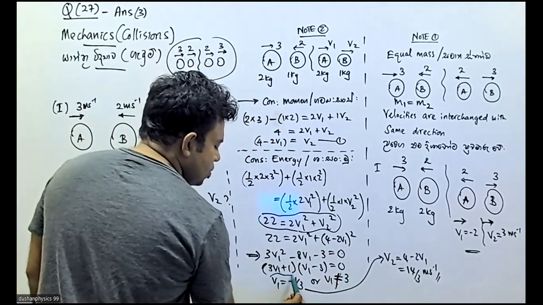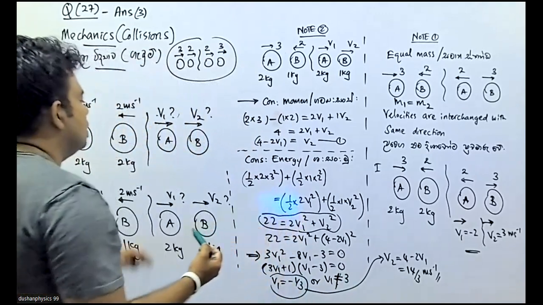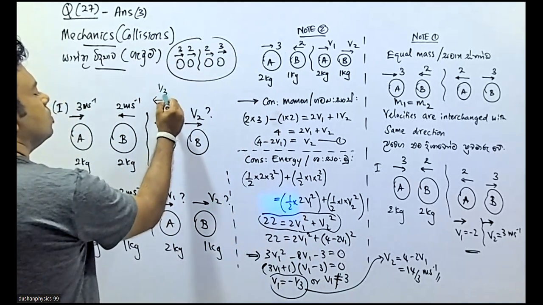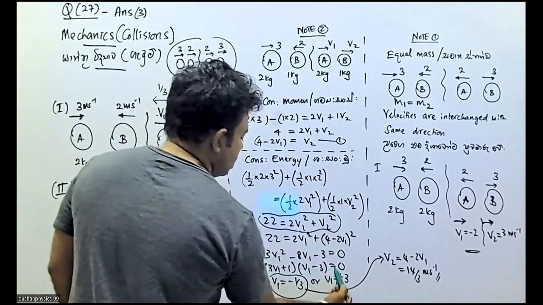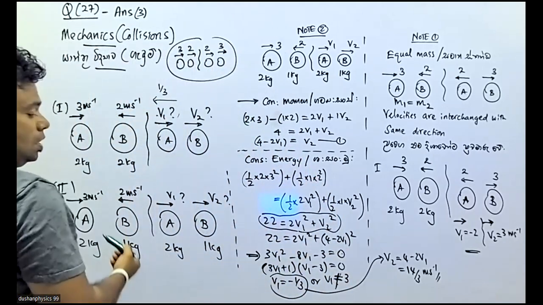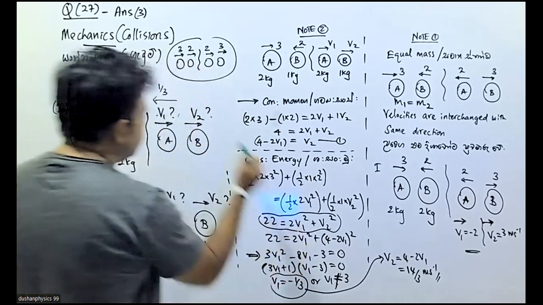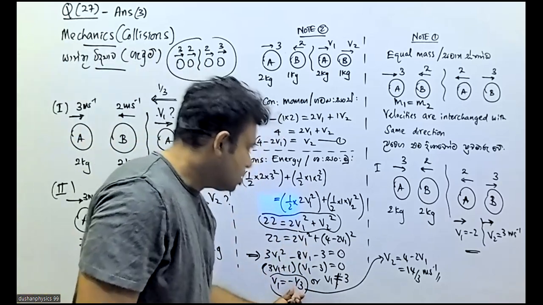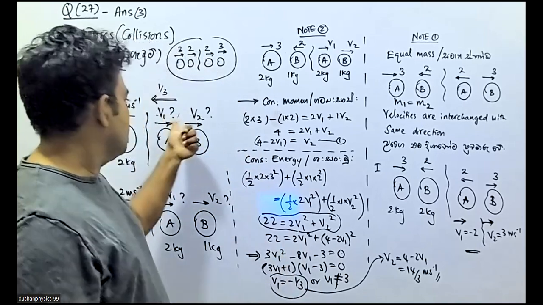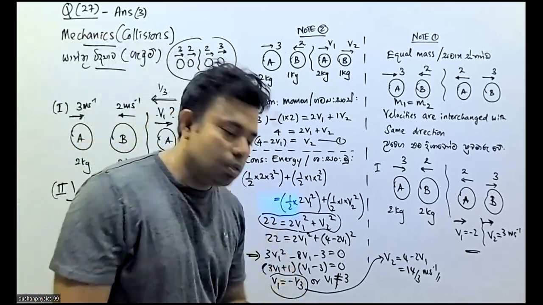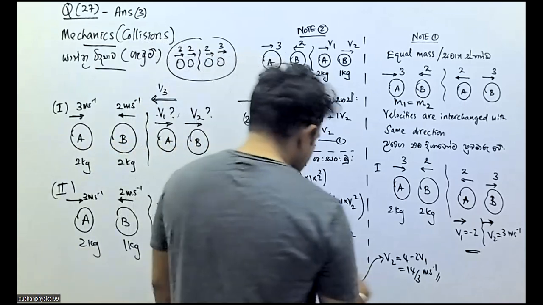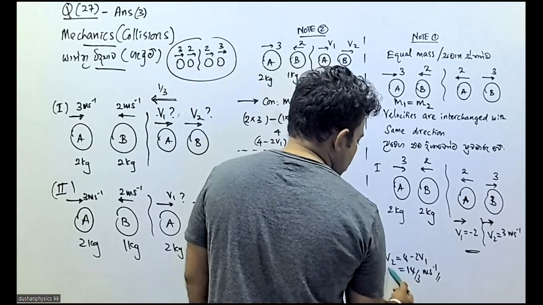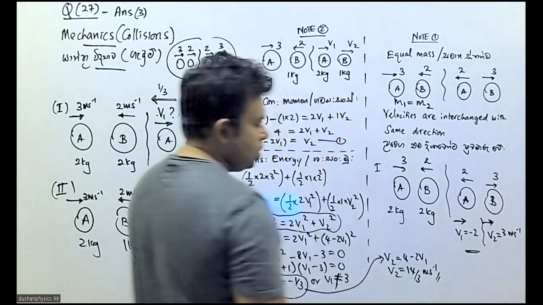Therefore, obviously, V1 should be minus 1 over 3. Minus 1 over 3 means right hand side is minus, so it is plus 1 over 3 on the left hand side, because I have taken minus towards the right. Now V1 equals minus 1 over 3, I can substitute here and get the V2 answer. V2 equals 14 over 3.